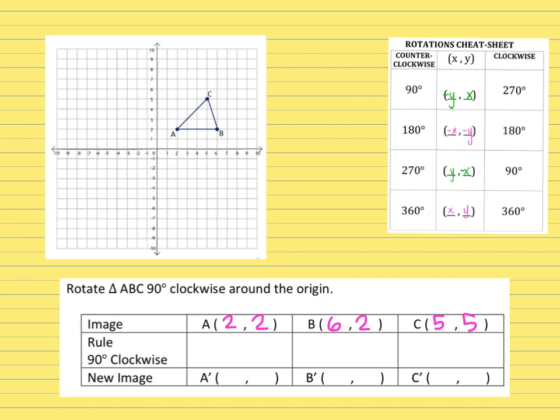Now this says we want to perform a 90-degree clockwise rotation. 90 degrees clockwise rotation, that is going to be the right side 90 degrees clockwise. The rule that I need to follow, the algebraic rule, says y, negative x. In the table, I'm going to put that down. Y and negative x in all 3 spots, so I can do all 3 coordinates.